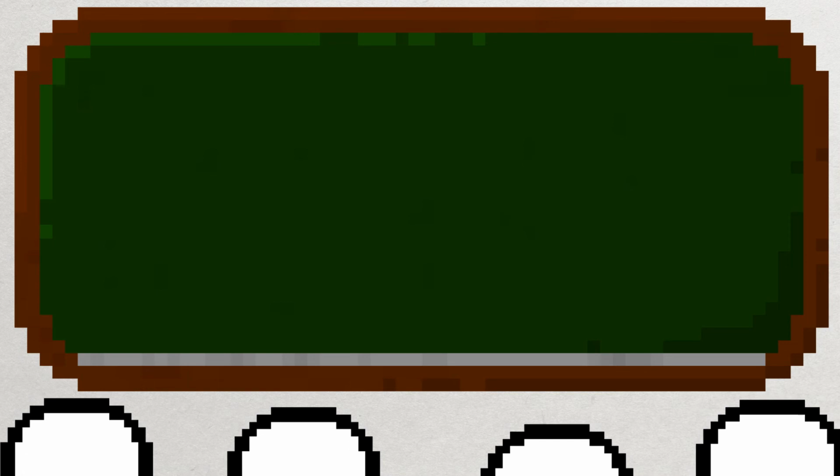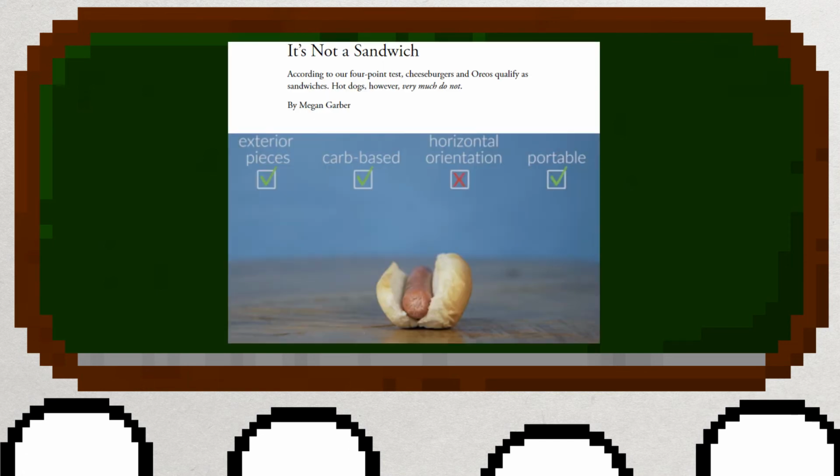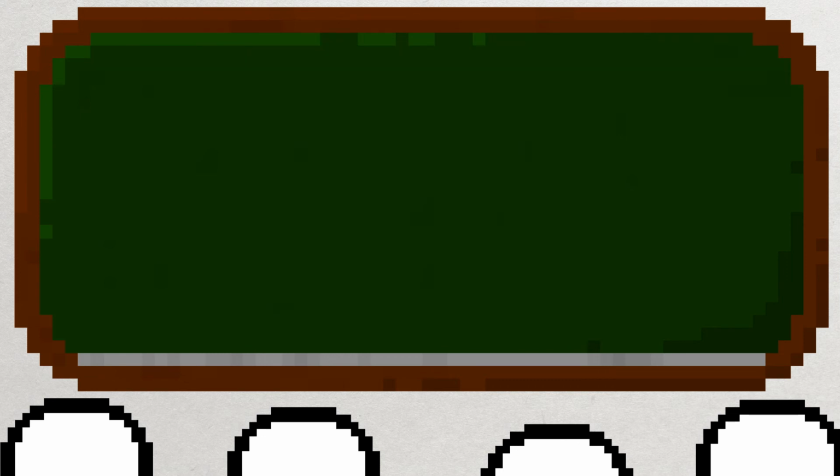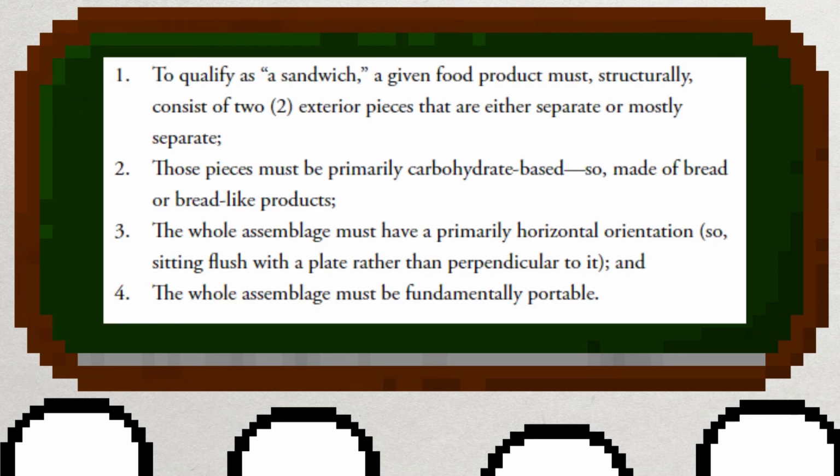Our first piece comes from The Atlantic with a dangerously heathenist title. "It's not a sandwich." This really gets my blood boiling, but we have to remember to stay calm and enlighten the ignorant. In this article, the author lays out a set of 4 points a food must meet to be considered a sandwich. Let's discuss this so-called sandwich index, point by point.